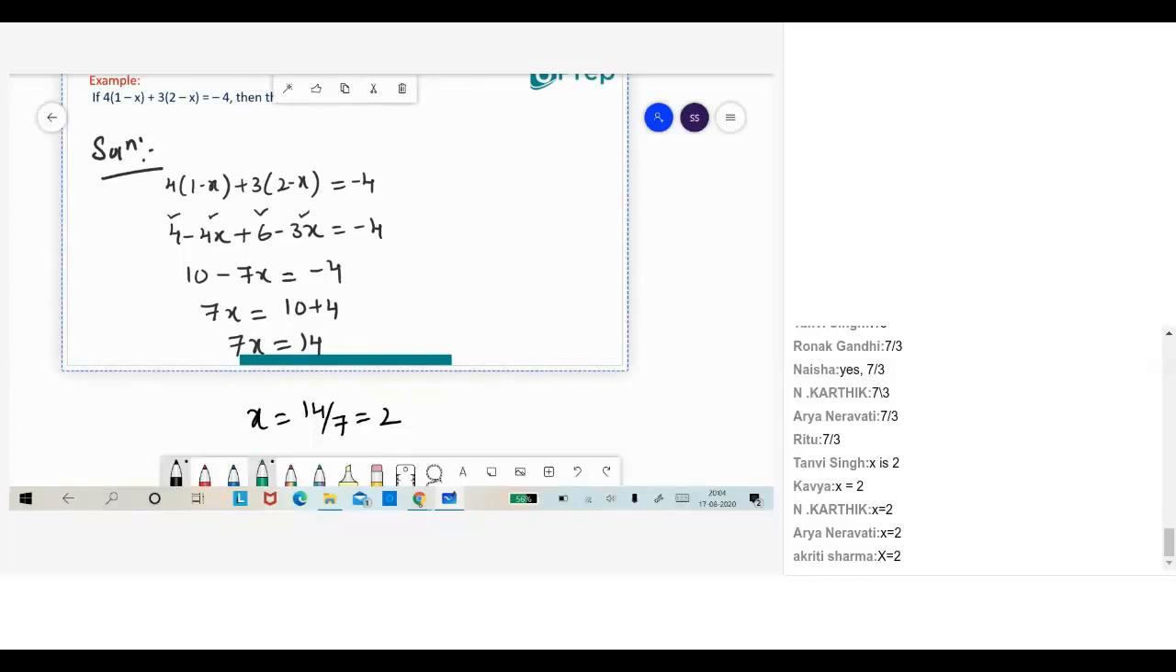Your 4 plus 6 is 10. Minus 4x minus 3x is minus 7x. On the RHS, you have minus 4. Take this minus 4 to the other side, it becomes 10 plus 4. Minus 7x on the other side becomes plus 7x. So 7x is equal to 14. Your x becomes 14 by 7, which is equal to 2. Done?